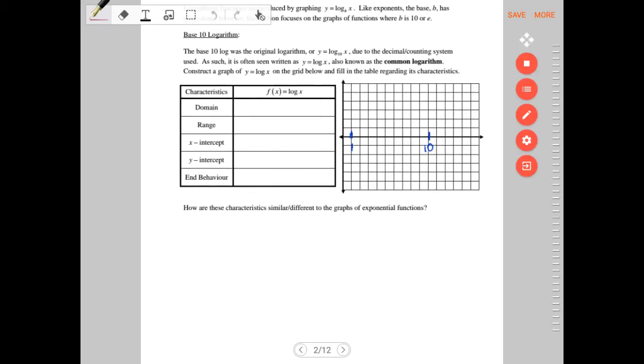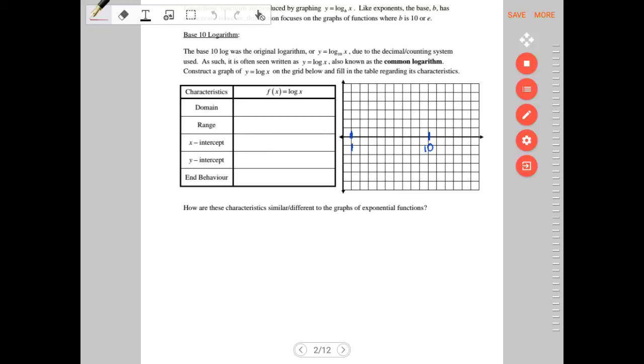The base 10 was the original logarithm, or y equals log base 10 of x, due to our decimal or counting system. Remember, of course, 10 fingers, 10 toes. We use base 10 for most of our counting. So that's why they decided to start with logs in the form of base 10. As such, it is often written as y equals log x, where there's no base 10. This is known as the common logarithm.